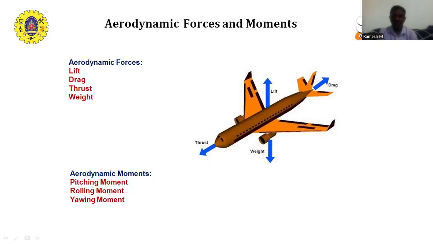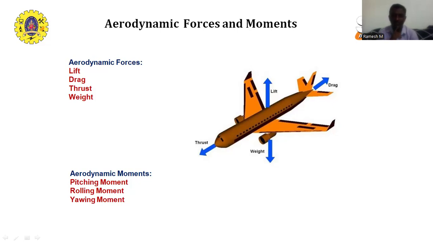Another one is called yawing moment. Yawing moment is a direction change. Okay, so it is controlled by the rudder. So the rudder is the primary control surface which is responsible for the yawing moment.